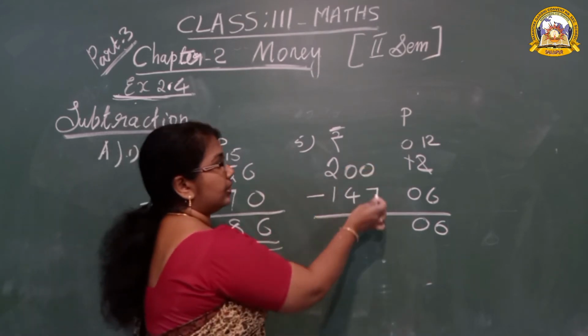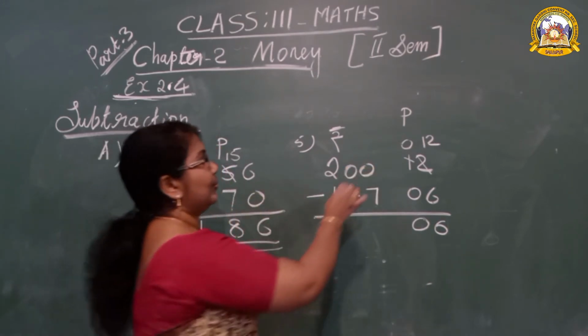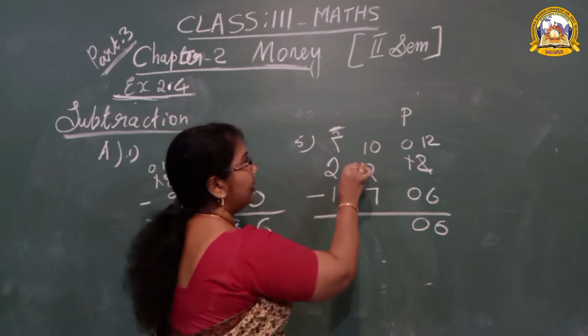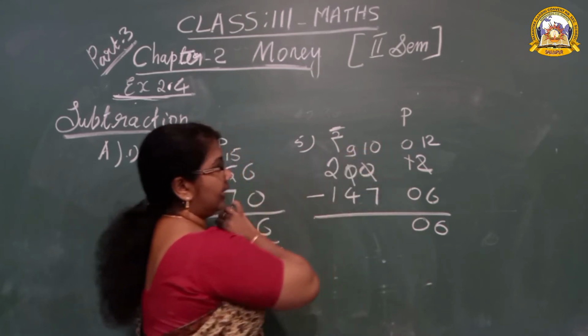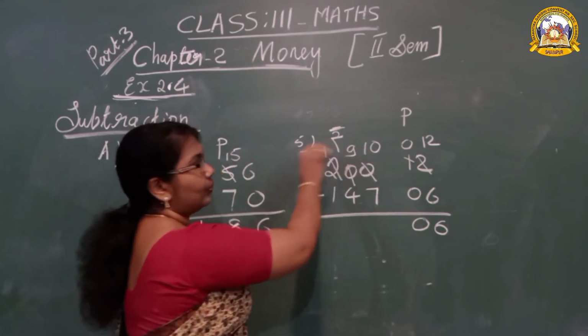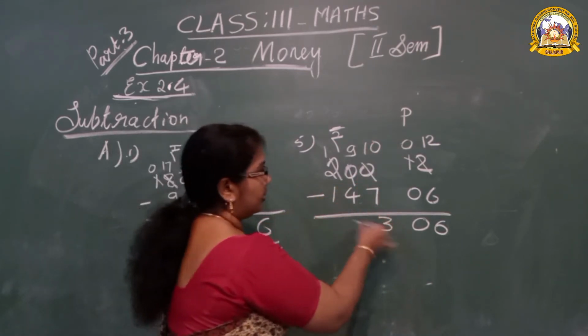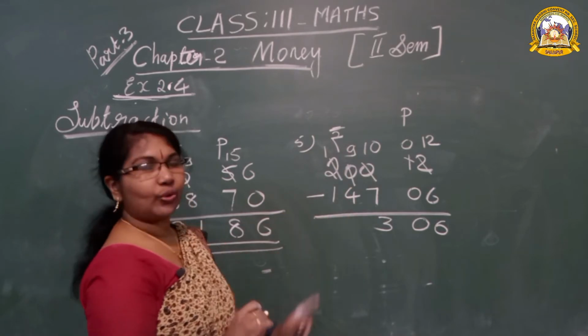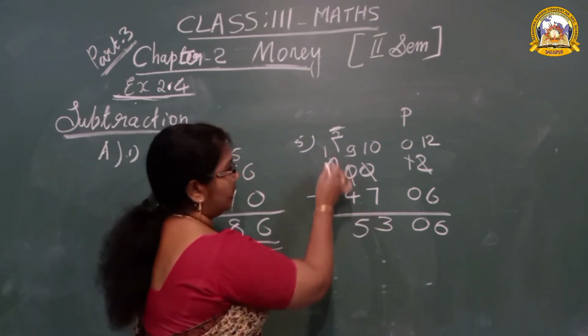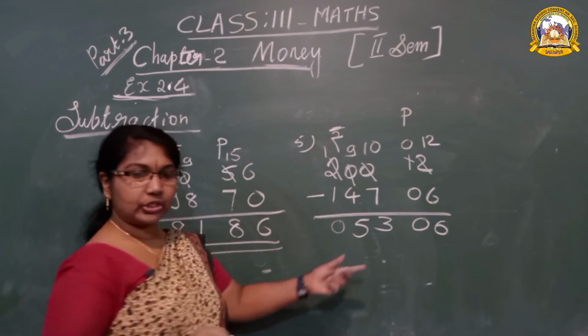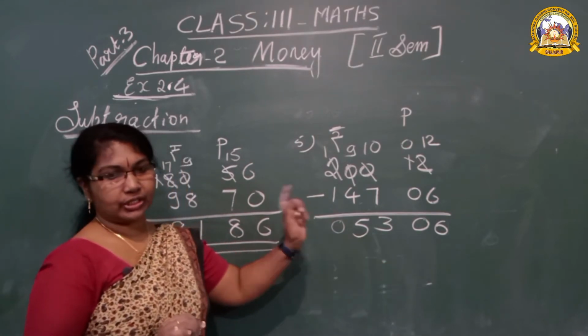Now 0 minus 7. No, you should write 10. This one you have to write 9. Here you have to write 1. 10 minus 7, 3. 9 minus 4, 5. 1 minus 1, 0. It is not compulsory to write the 0 here.